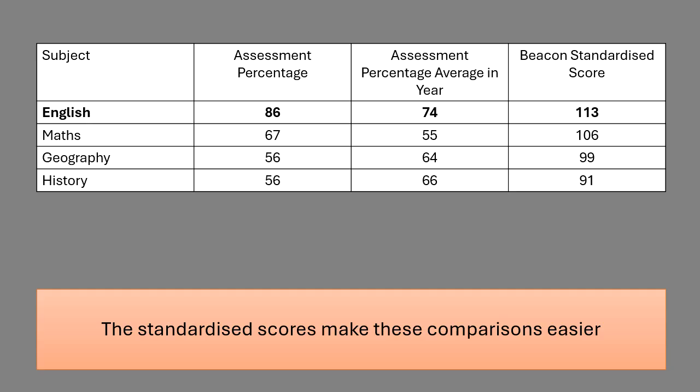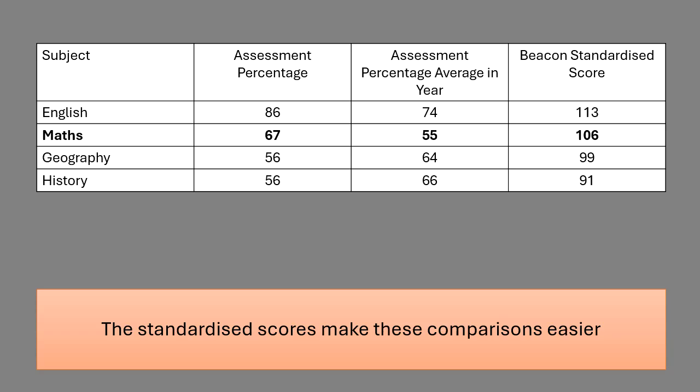So when we now look at the standardised scores and we look at English, as we've already said, this person's above average because 86 is bigger than 74. But actually we can see, because the standardised score is 113, this is a long way above average. There weren't all that many students getting 86 and getting marks as high as that.